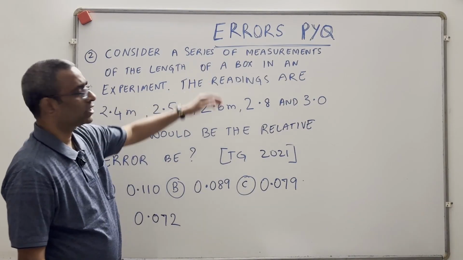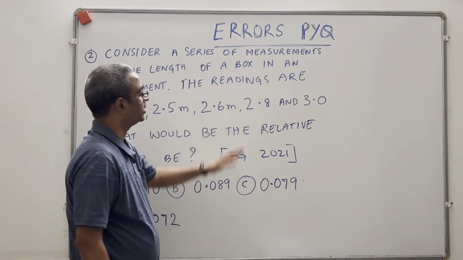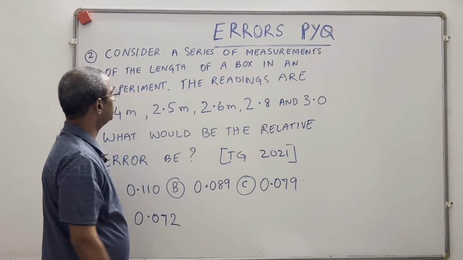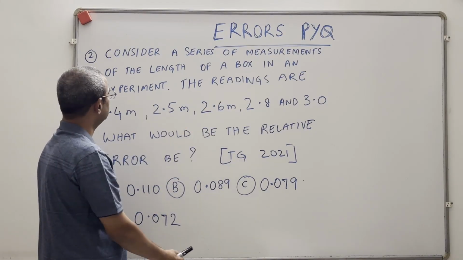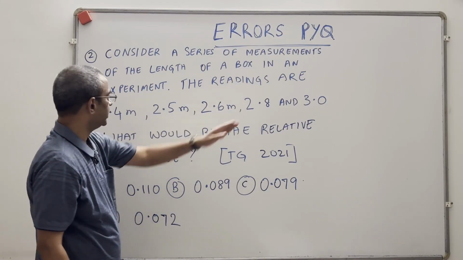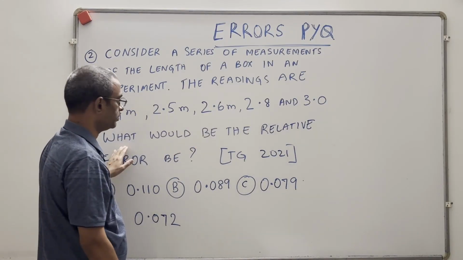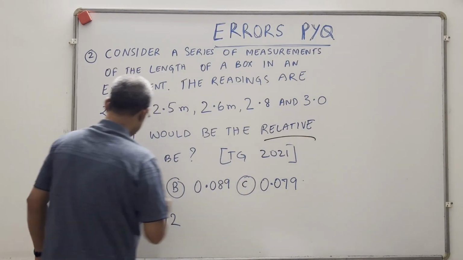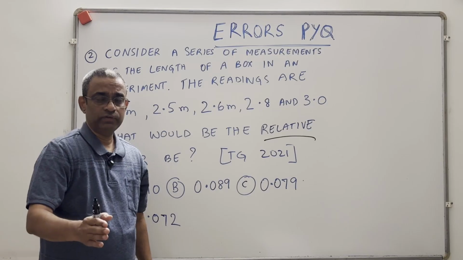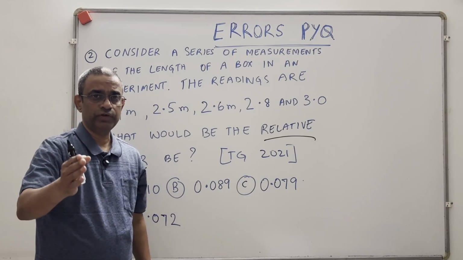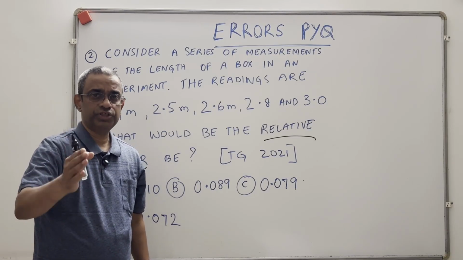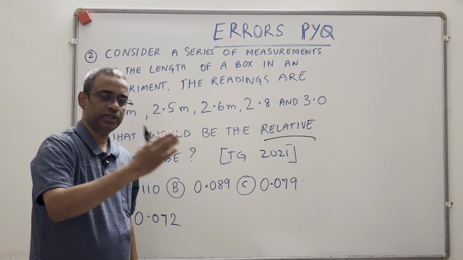Hello students, let us look at this previous year question from the errors topic. Consider a series of measurements of the length of a box in an experiment. The readings are 2.4, 2.5, 2.6, 2.8 and 3.0 meters. What would be the relative error? If you don't know what relative error is, please look for the video in the description which talks about errors, and then please come back to this PYQ.